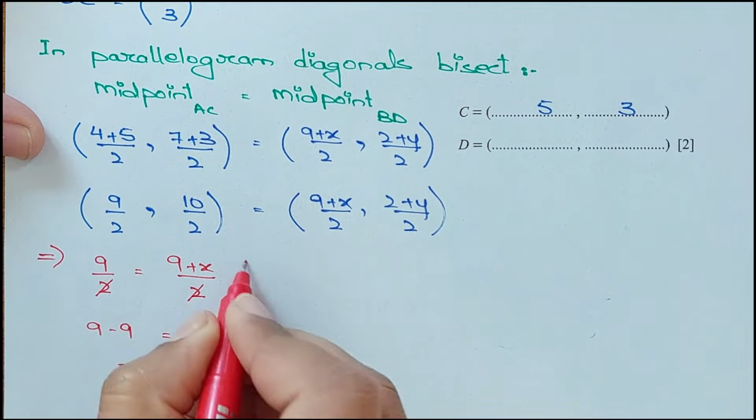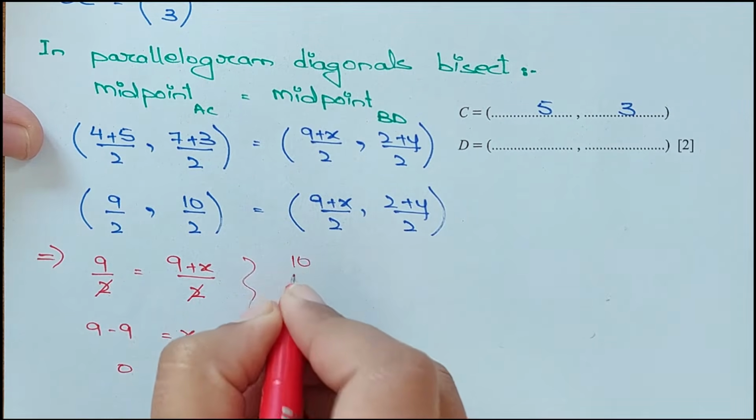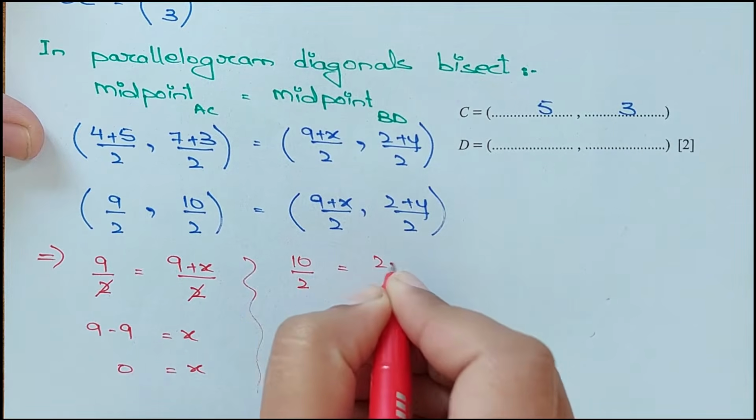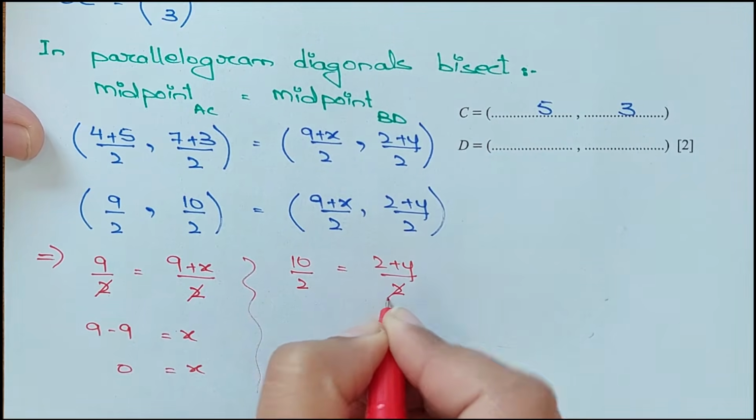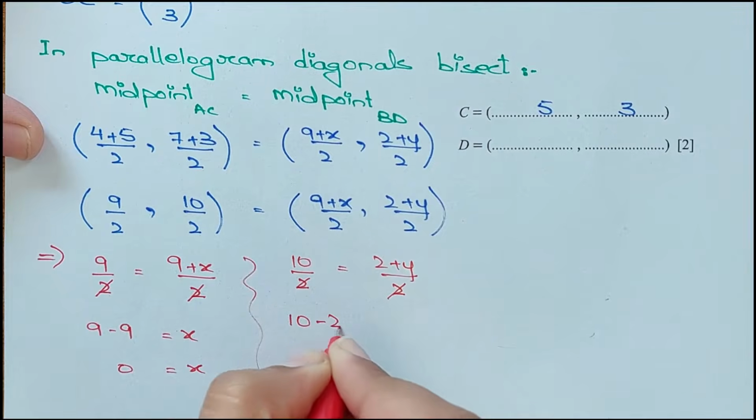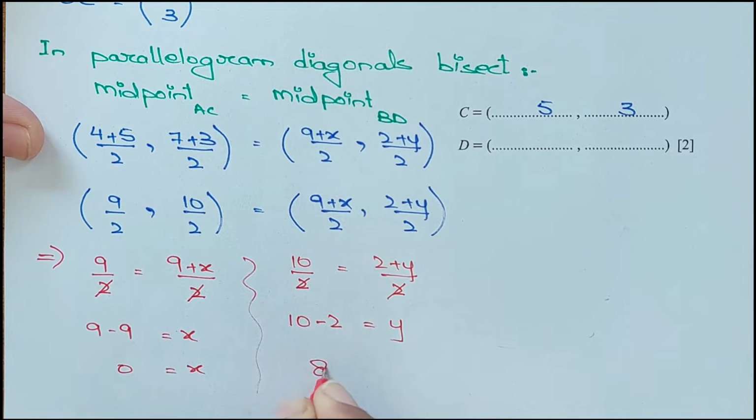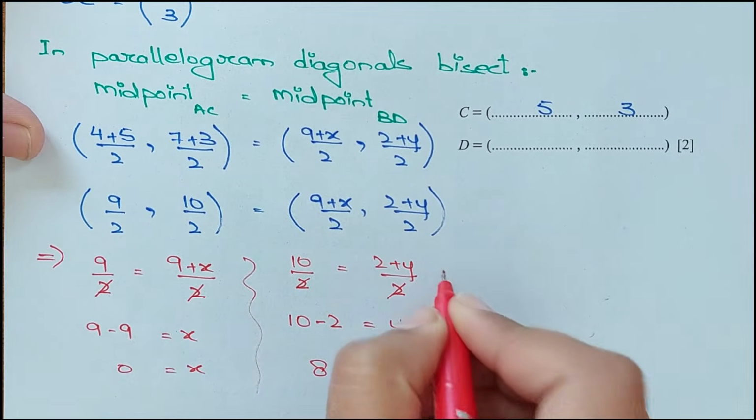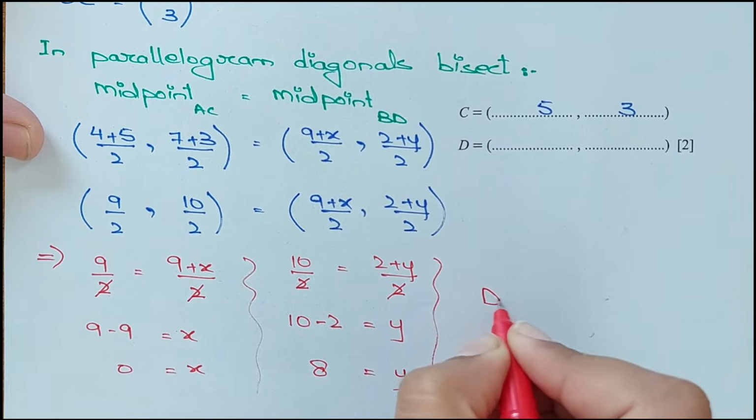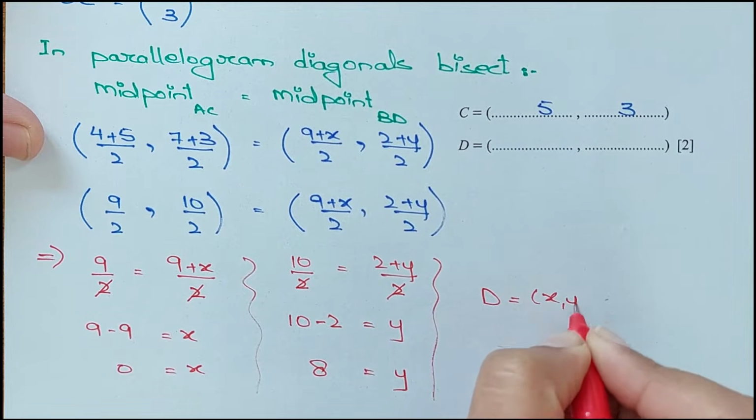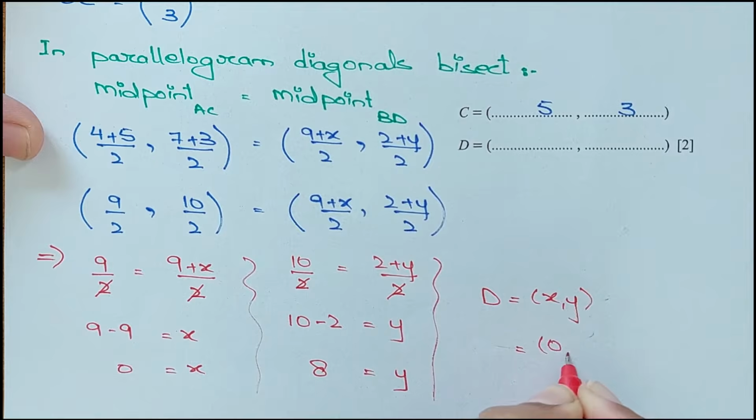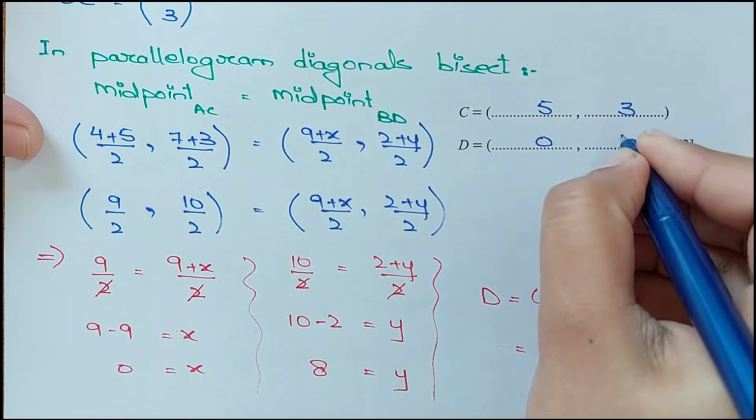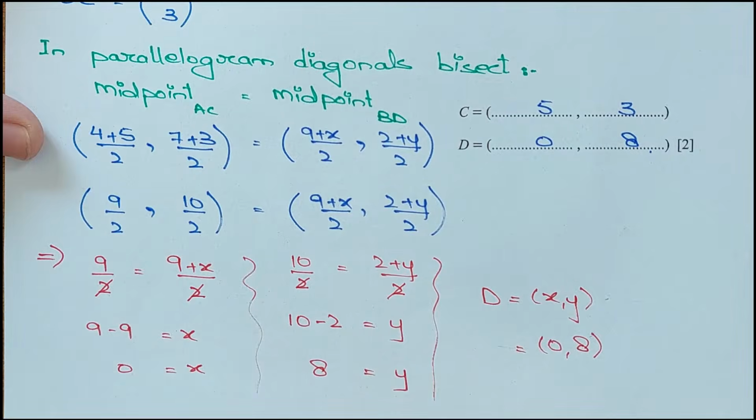Same on the other hand, 10 by 2 equals (2 plus y) over 2. Cancel the 2. 10 minus 2 is y. So 8 is the value for y, right? So from here, the coordinates of D, x and y, are 0 and 8. Let me write this down. 0 and 8 are the coordinates for D.